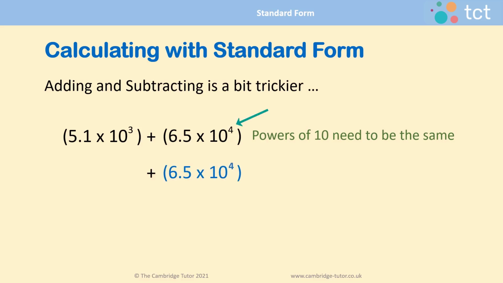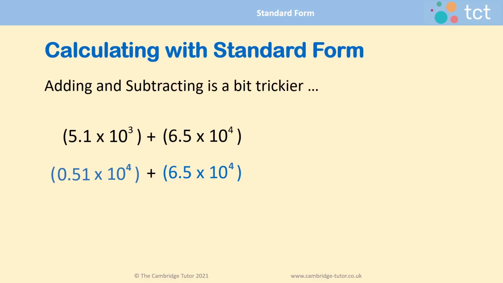So 6.5 times 10 to the power of 4 will stay the same, but I need to change that other one so that that is also times 10 to the power of 4. 5.1, to get that so that I need to convert it using a power of 4, I have to divide it by 10 again, so that becomes 0.51. So I can put that back into my calculation, and now I just take the first numbers and add them together.